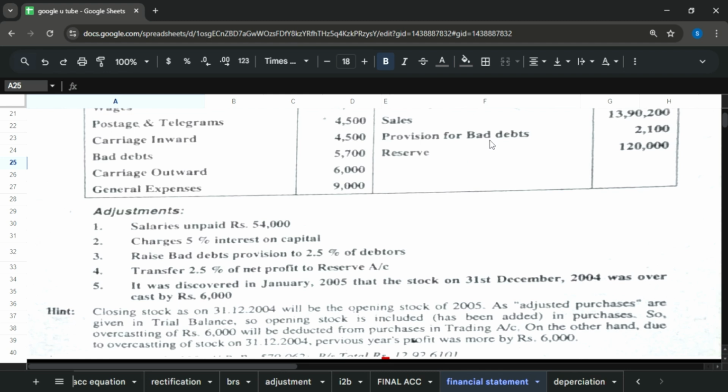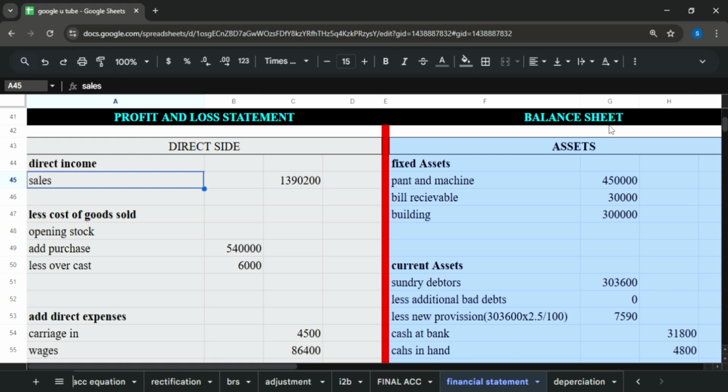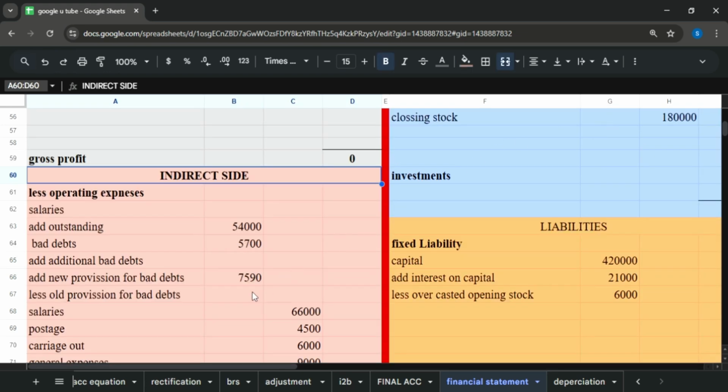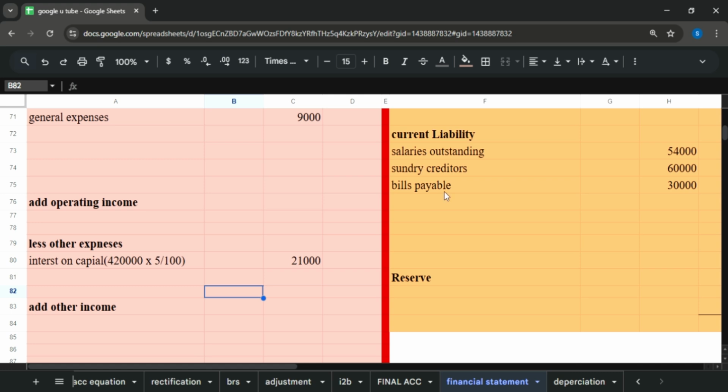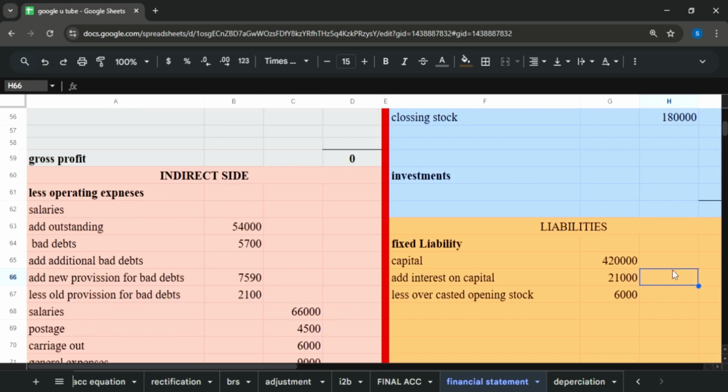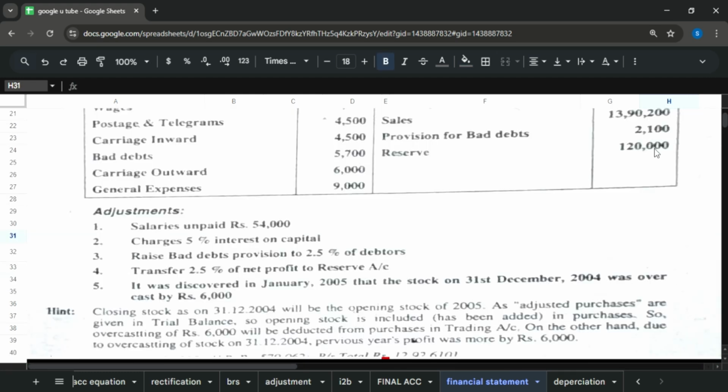Now provision. This is old provision since it is present in trial balance, 2100. We have already fixed the place. Here we will write 2100. Okay. Then we have reserve 1,20,000. As you know, it's liability side, and 120,000 amount of reserve, this one. In this way guys, you have seen that all amounts present on debit side, all amounts present on credit side are written. Adjustments have been sorted out.